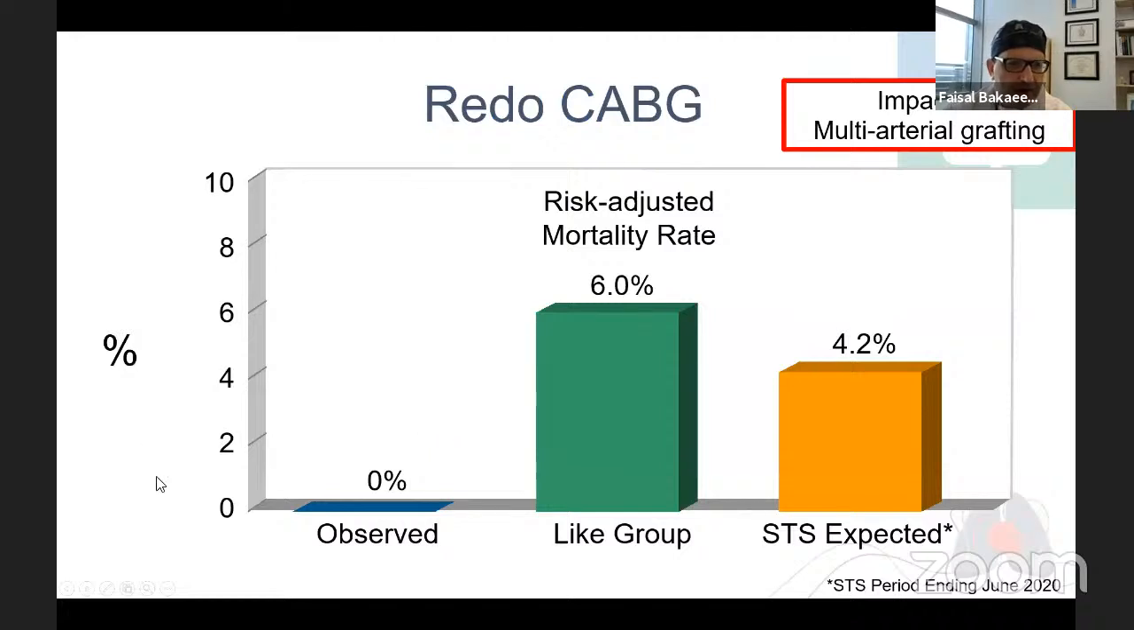Redo CABGs, the mortality at nationally at like centers, and what I mean by like groups are Mayo, Duke, Johns Hopkins, and the big academic centers, the mortality of redo CABG is 6%. And the STS nationally, it's 4.2%. That doesn't mean that Mayo and the others are not good. It just means that they're probably getting riskier cases.